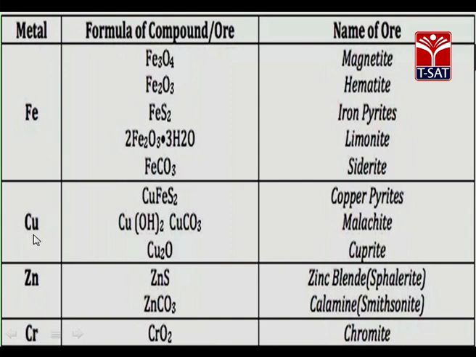Now, what are the different ores of copper? Copper pyrite, CuFeS2, malachite, here it is Cu(OH)2 taken twice, CuCO3. Now, cuprite, Cu2O. Now, ores of zinc, if you see, zinc blend, ZnS, calamine, ZnCO3. Ores of chromium, chromite, FeCr2O4. So, these are the different ores of metals from which you can extract metals profitably.